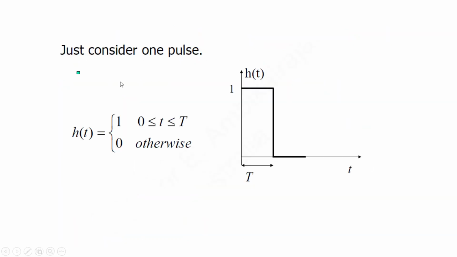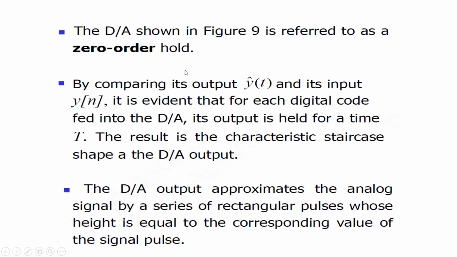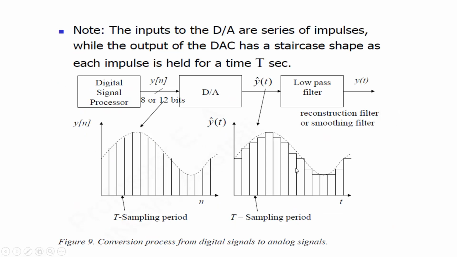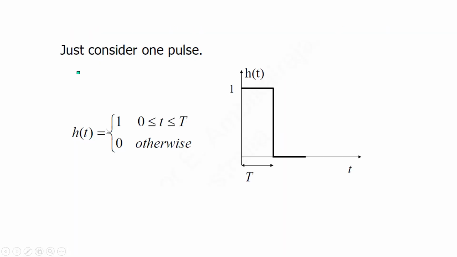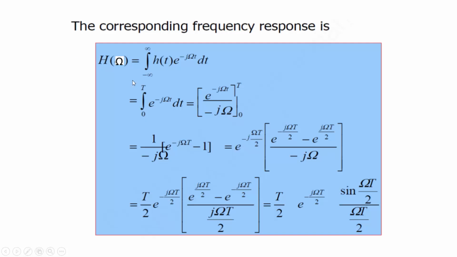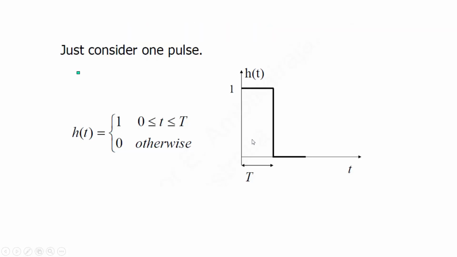Now, let's try to do the analysis and consider just one pulse out of this staircase shape of the output voltage of the D2A converter. Let's consider one pulse here, and the impulse response of this pulse will be defined as 1 from 0 to T and 0 otherwise. All right, this is in the time domain. The expression is in the time domain for one pulse.